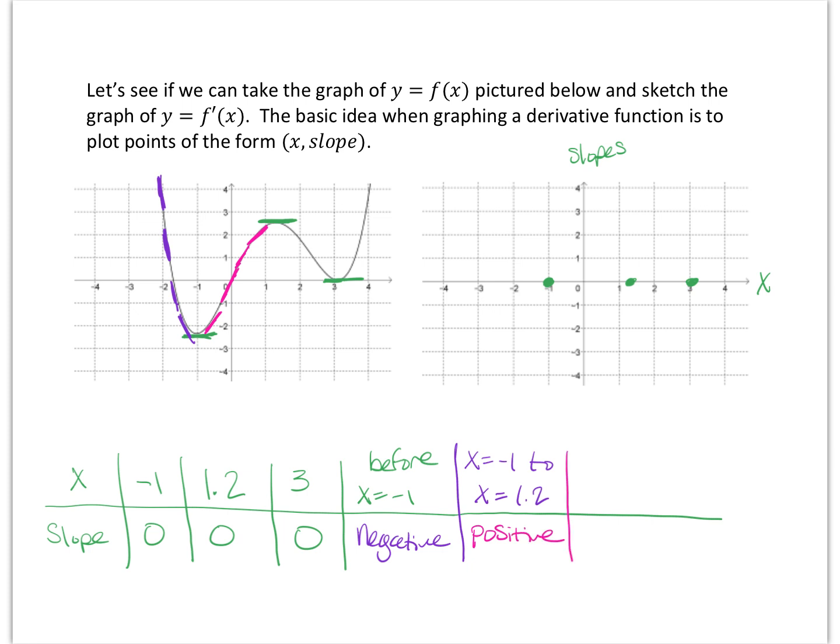Right. And then from 1.2 to 3, so I'm going to draw some tangent lines along here. And these tangent lines all have negative slopes. And then from 3 on, my tangent lines have positive slopes and they are just getting steeper and steeper and steeper.